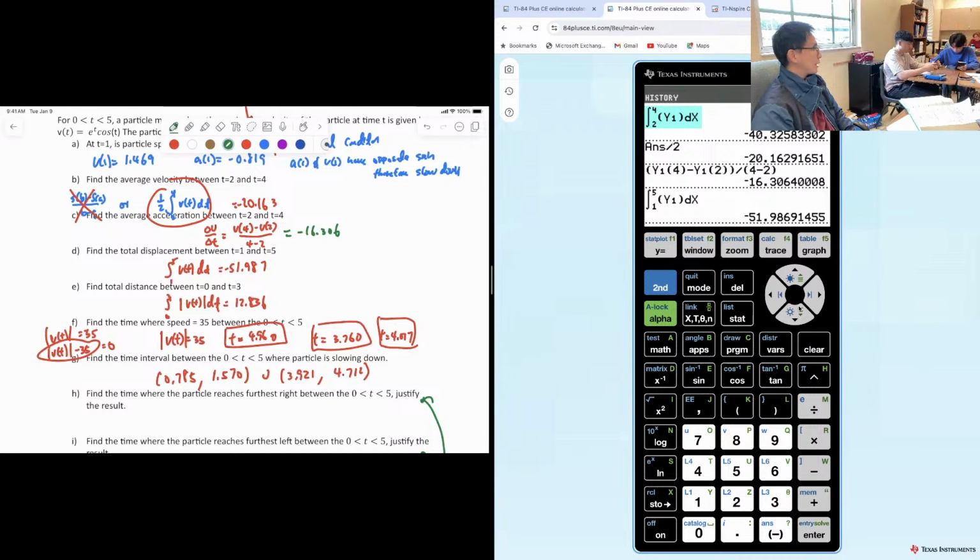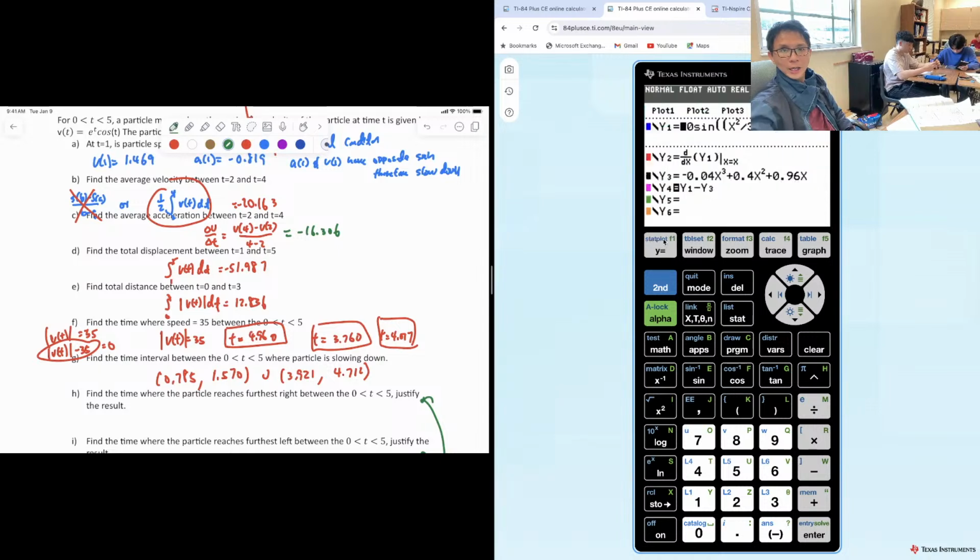Now part F is somewhat interesting. I'm going to show you two different ways to do it. I like this way: v of t minus 35. I just graphed that. So for example, this is the rainwater question, e to the x times cosine of x. Okay, so then I'm going to do that, and I'm going to do this later.